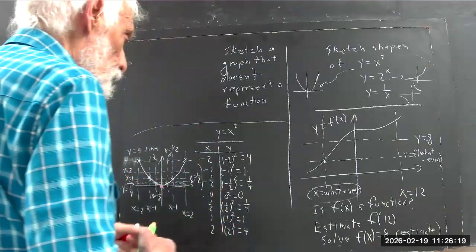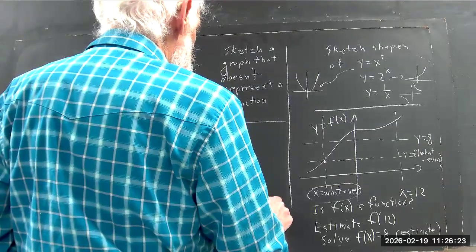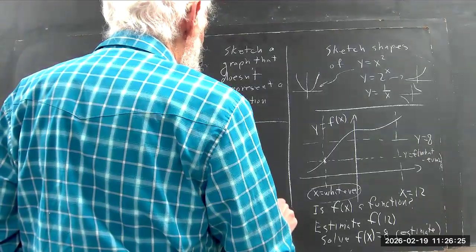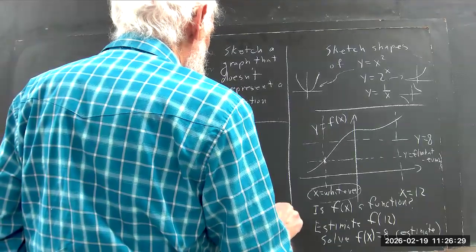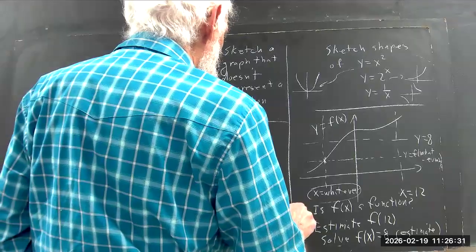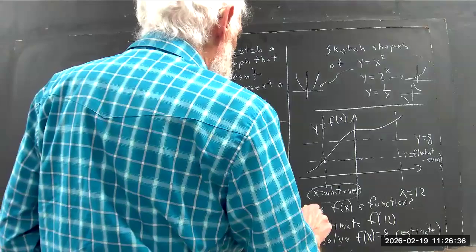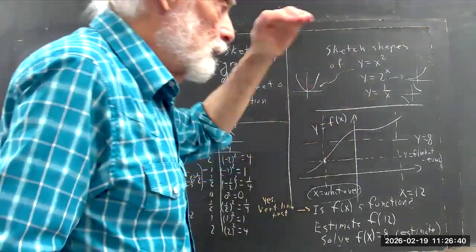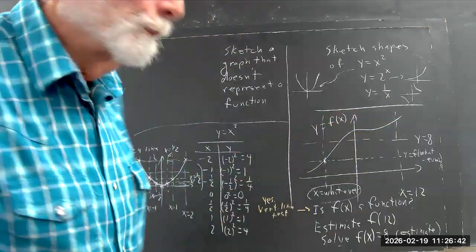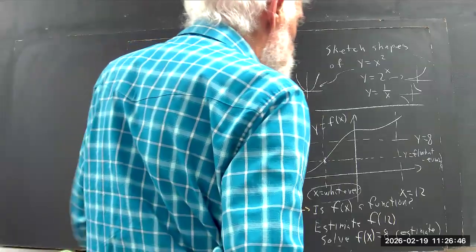Now, I don't want to take a lot of time on this because there are a lot of other things we have to do today. But the answer to this question is yes by the vertical line test. Every vertical line hits the graph in exactly one place. Okay, estimate f of 12.